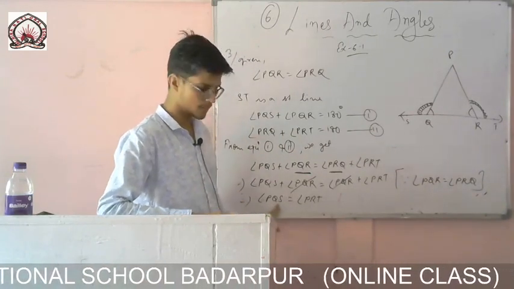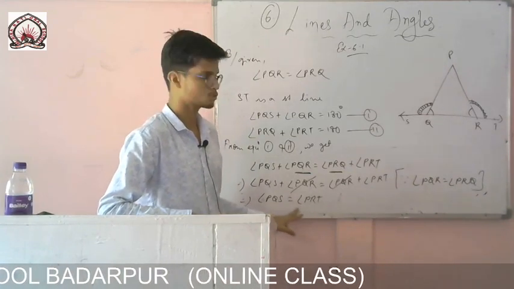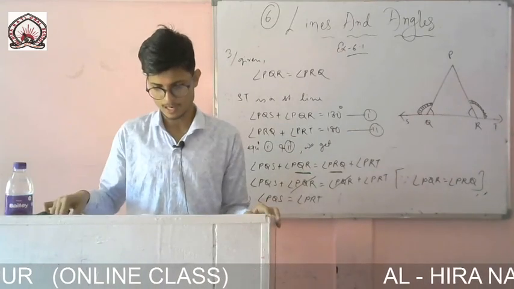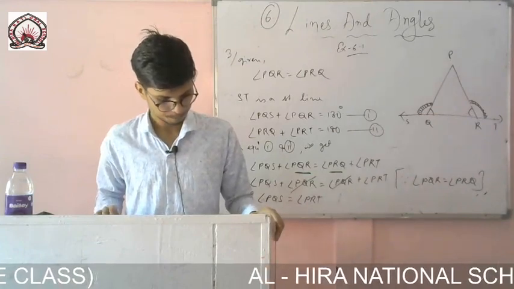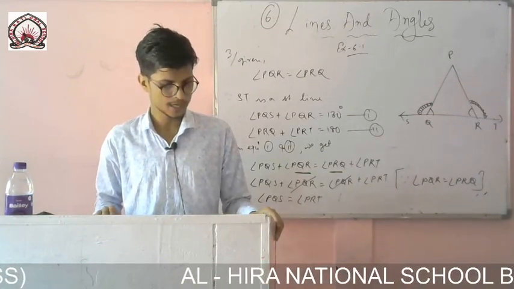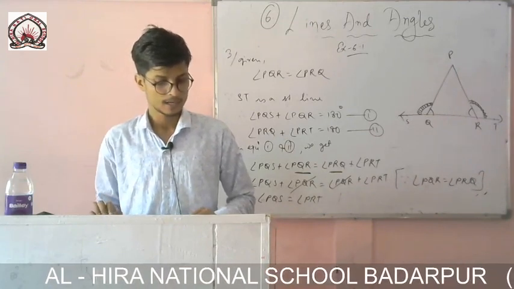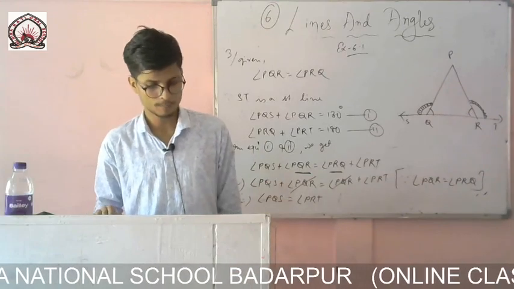Angle PQS is equal to angle PRT. The question was to prove this one, so you write here hence proved. Okay. So now let us move to the next question. Question number 4. If x plus y is equal to w plus z, then prove that AOB is a line. We have to prove that AOB is a straight line.